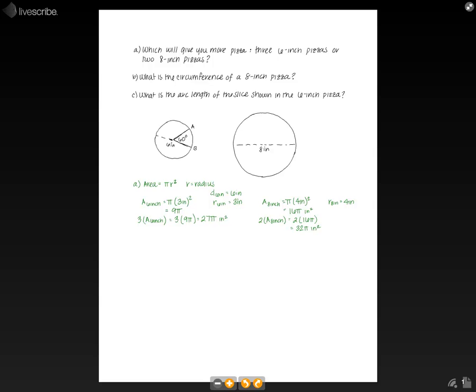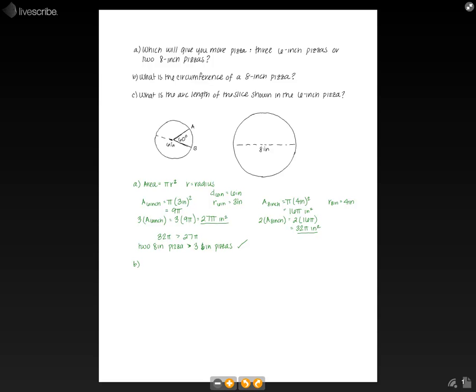Alright, so now we see that 32 pi right here is bigger than 27 pi. So 32 pi is bigger than 27 pi. And that means that 2 8-inch pizzas have more pizza than 3 6-inch pizzas. Alright, so we're done with Part A.